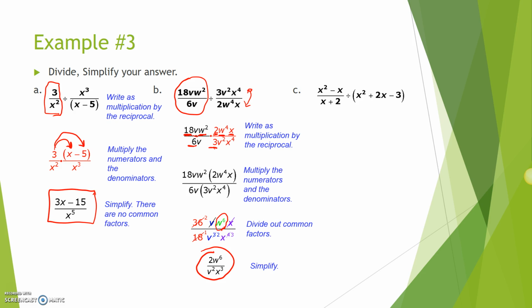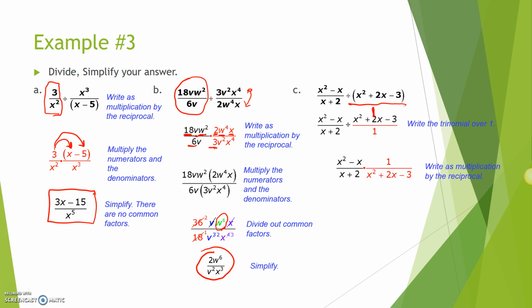The last one here, C, we have x squared minus x over x plus 2 divided by x squared plus 2x minus 3. That's going to be all over 1. And so what we're going to do is write this multiplication by working with the reciprocal. So when we do this, it's going to be x squared minus x over x plus 2 times 1, because we took the reciprocal, we flipped it, 1 over x squared plus 2x minus 3.